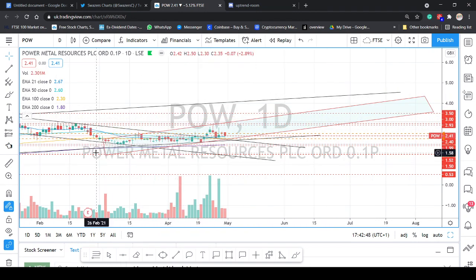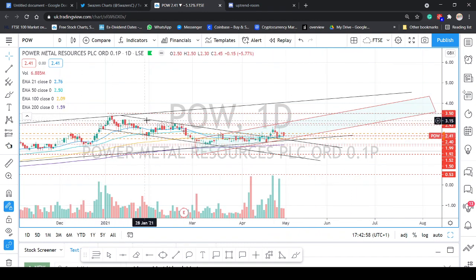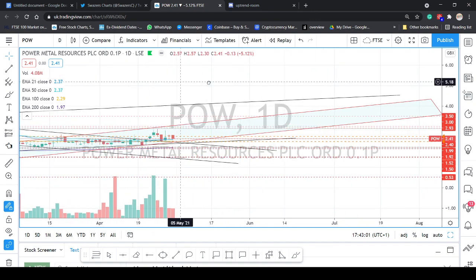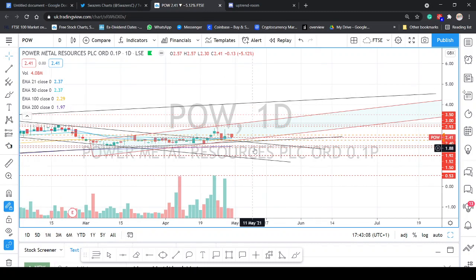So hopefully in the medium to longer term, price is going to start wanting to creep up and start testing these levels again, as we can see with Power Metal Resources. To me, on the charts, the medium to longer term picture is looking very bullish. I've always been quite bullish with POW.